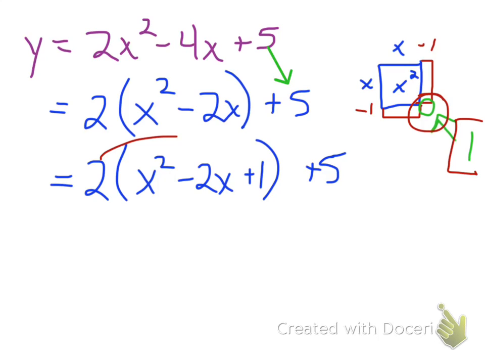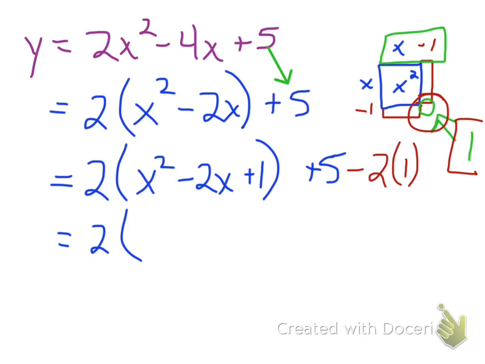However, it's inside the parentheses, and the 2 is being multiplied to it. So I did not actually add 1. I actually added 1 times 2. So I need to subtract away 2 times that 1. So my next step is going to be 2 times, my square is now has side lengths of x minus 1. So it's an x minus 1 squared plus 5 minus 2.